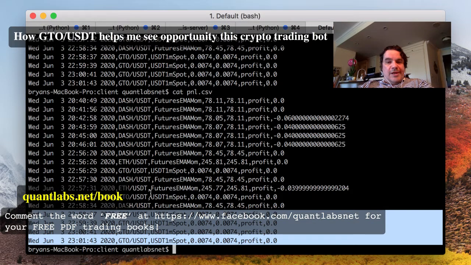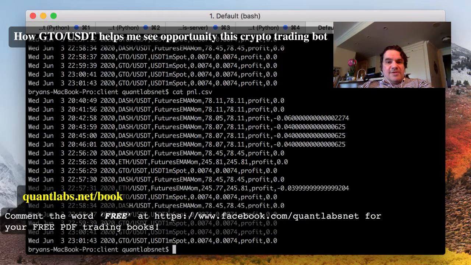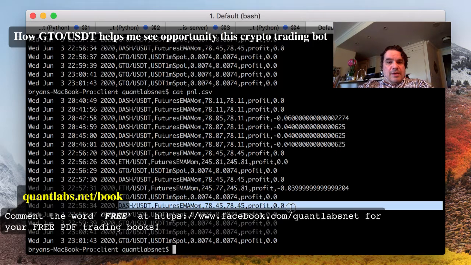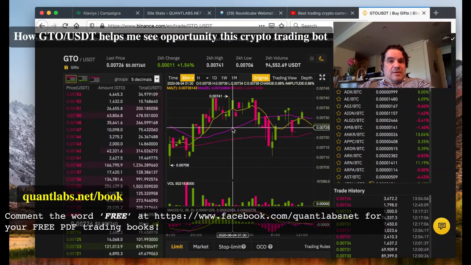And when you look at even here, let's say on Dash, on the futures, just at the same time, 22:58, when the market started to pop. Let me just see here, Dash USDT.